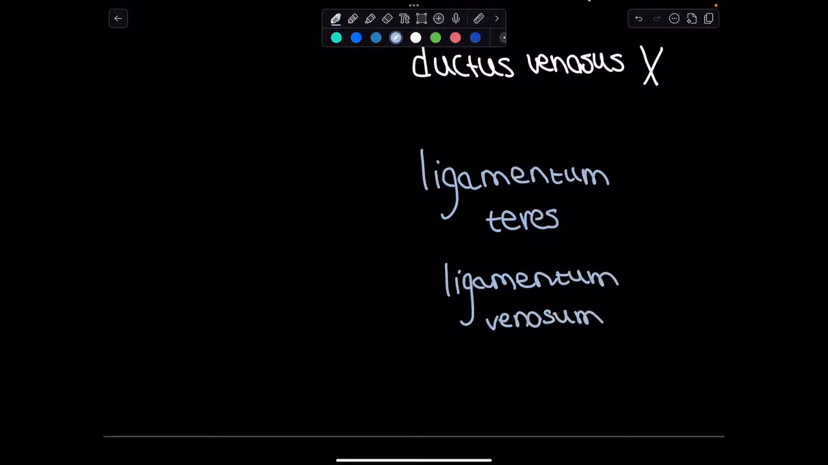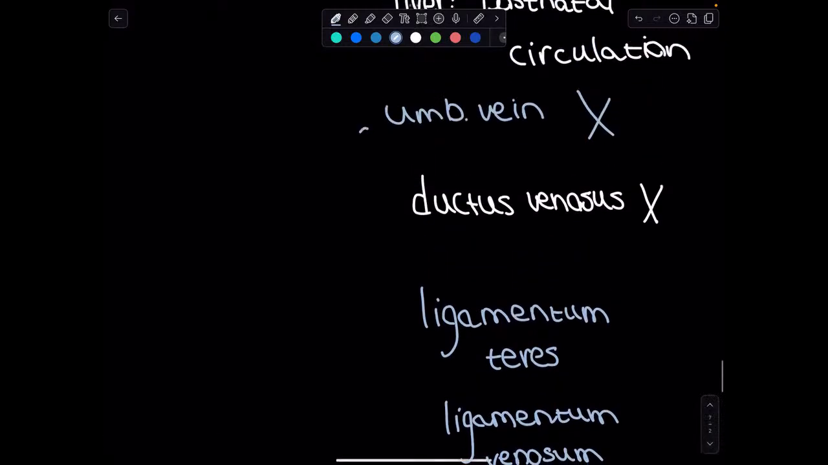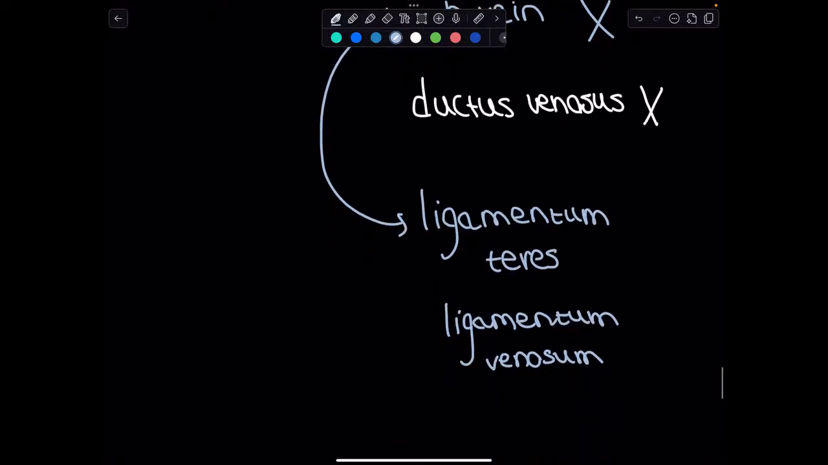Explain to me step by step and don't rush, please. Of course. After birth, the umbilical vein closes, becoming the ligamentum teres. The ductus venosus, which shunted blood past the liver, also closes, becoming the ligamentum venosum. Now, blood enters the liver.